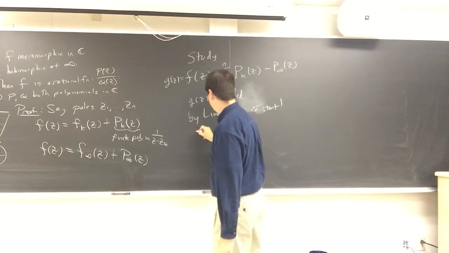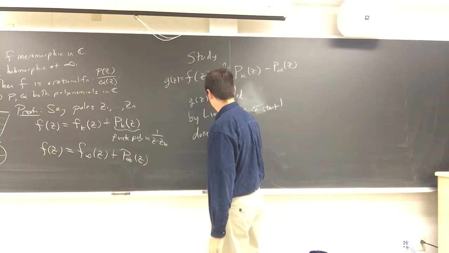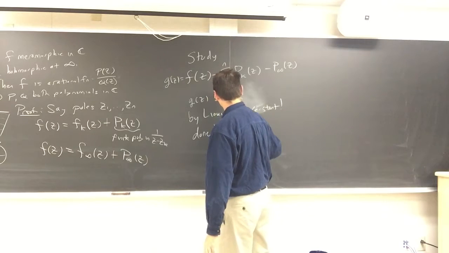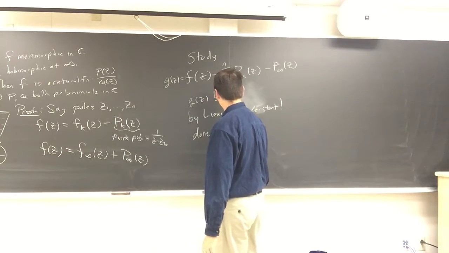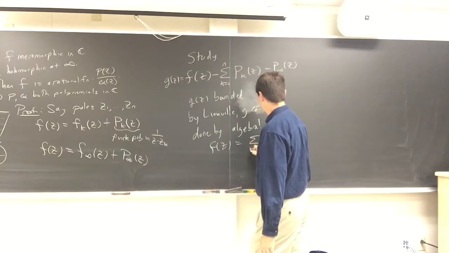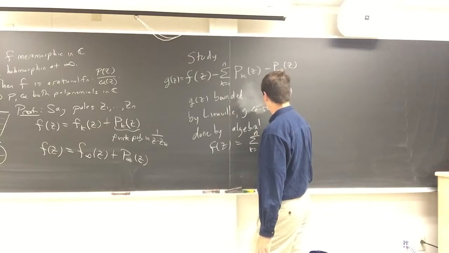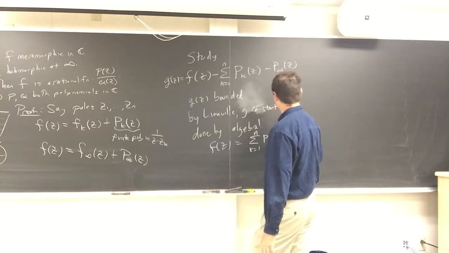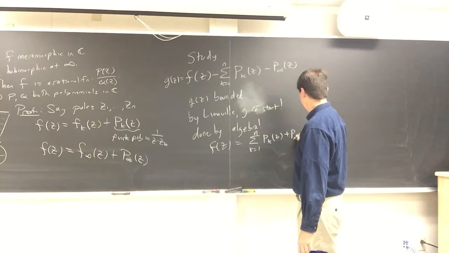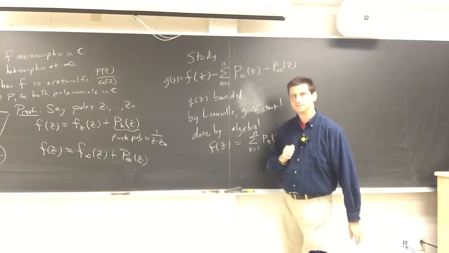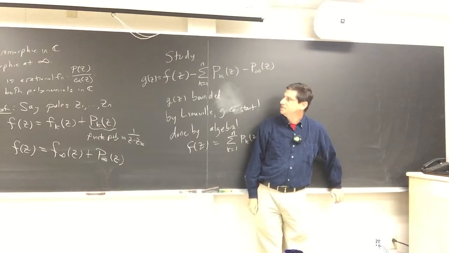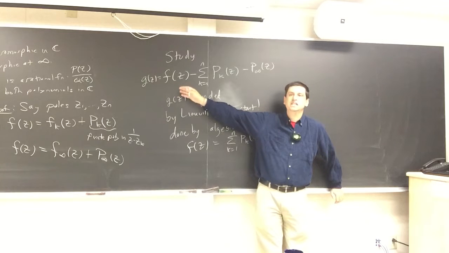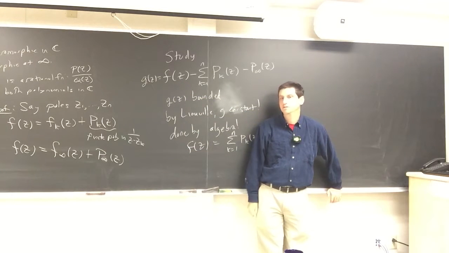So now, done by algebra. We just get f of z is the sum, k goes from 1 to n, of pk of z plus p infinity of z. The other thing is, if you want, as I said, you can make the arguments a little bit easier by just explicitly cleaning up the behavior near 0 and infinity.